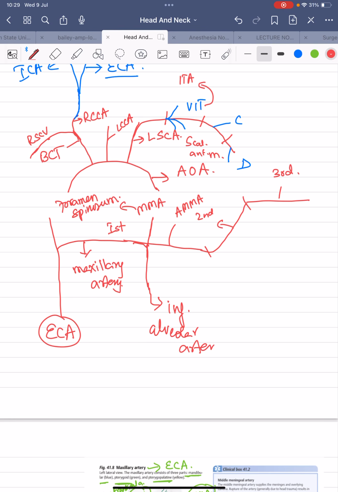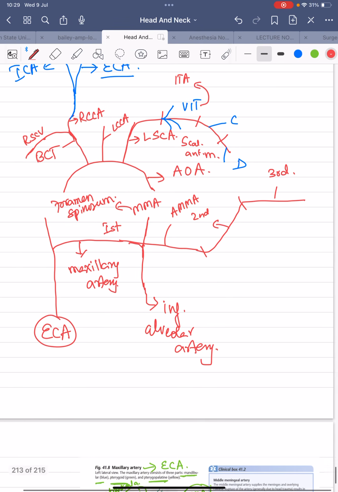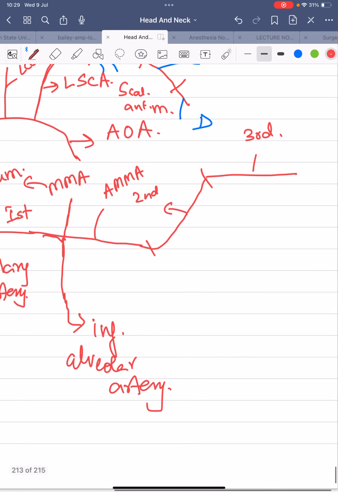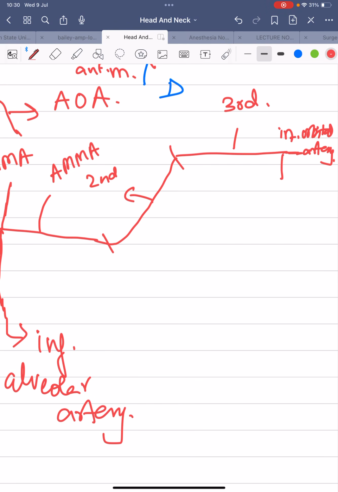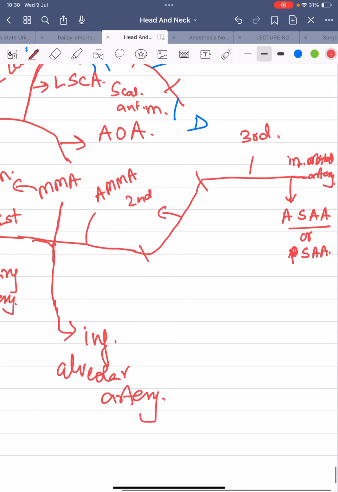Second part, some muscular branches. Third part is important. It will continue as your infraorbital artery. Continue as the infraorbital artery. It is giving here the branches anterior superior alveolar artery or posterior superior alveolar artery also. Okay, so inferior alveolar artery to the lower teeth and the superior alveolar artery to the upper teeth.